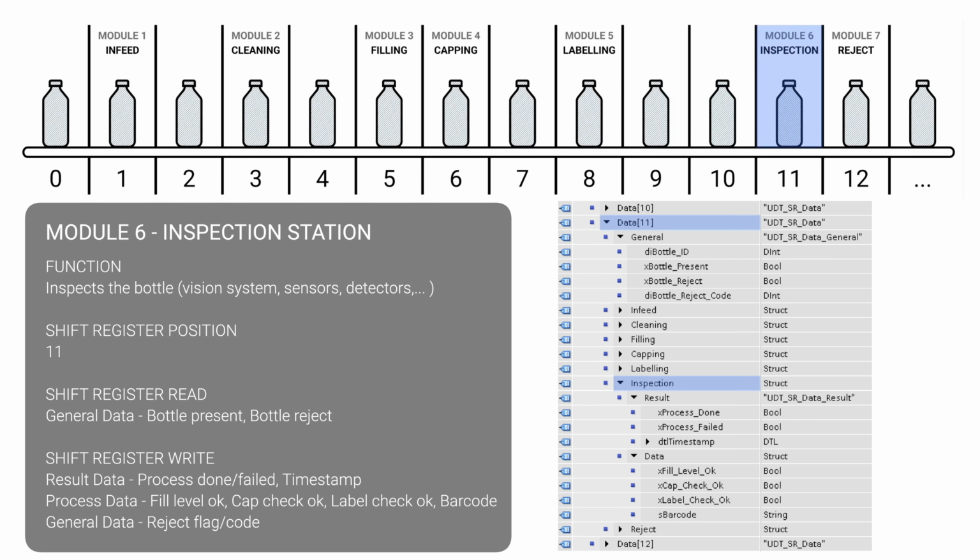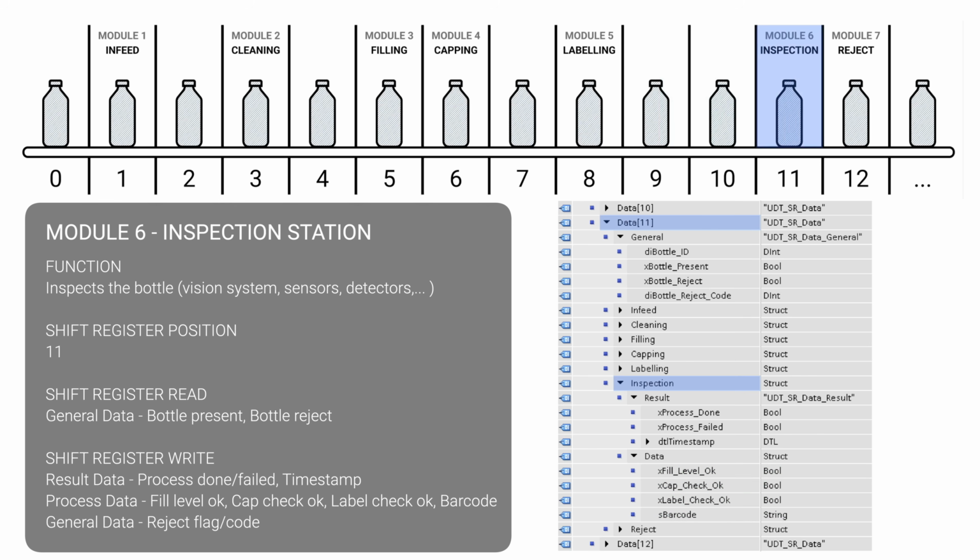Vision systems, sensors and detectors check everything from fill levels, cap fitment, label placement, to the overall condition of the bottle. Just like the other stations, inspection only runs if the bottle has made it through the previous steps. So it starts by checking the general section at position 11 to make sure a bottle is present and hasn't been rejected yet. After inspection, it updates the shift register with the result, a timestamp, and inspection-specific data like the barcode readout or whether the fill level and cap placement were okay.